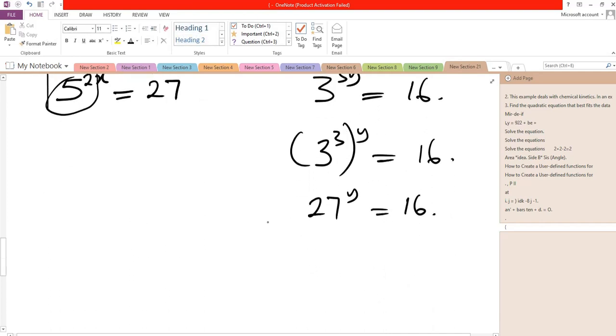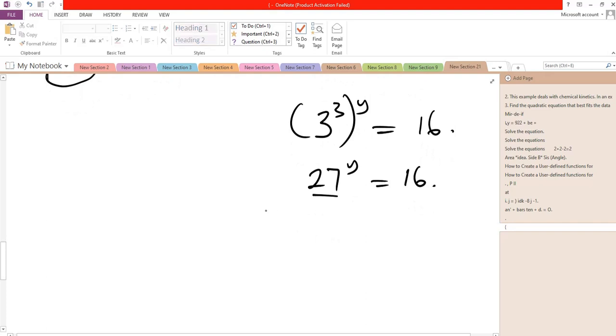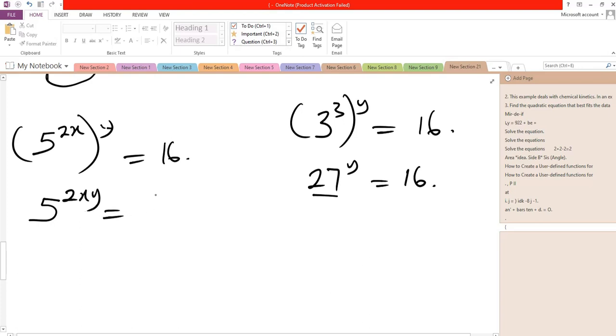So from this equation, anywhere we see 27, we replace it with this. Now we replace that 27 with 5 to the power of 2x, raised to the power y, is equal to 16. If you now multiply the powers, you have 5 to the power of 2xy is equal to 16, which is the same thing as 4 raised to the power 2.